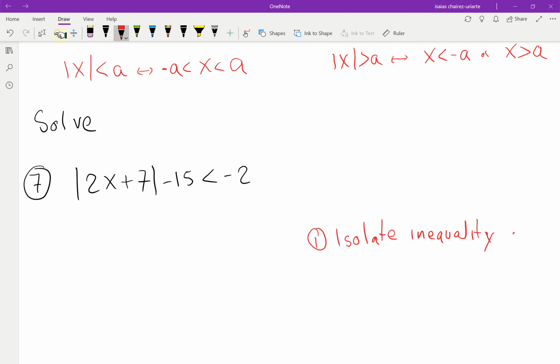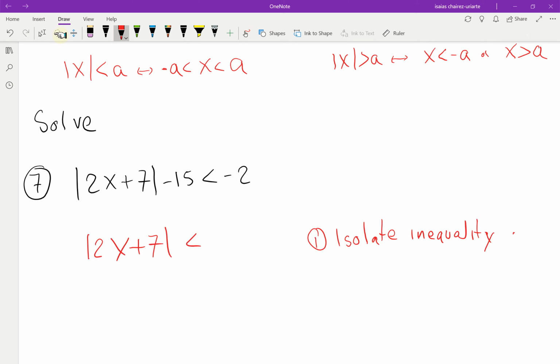Okay, so isolate the inequality. What that means is just leave it all by itself. So let me do that. The absolute value of 2x plus 7 is less than, I add 15 to both sides, so positive 15 minus 2, that's 13. And now I'm looking at my guidelines up here. Right now what I have is the absolute value of something is less than a. So this should split up into this type of compound inequality up here. So I'm going to use this little guideline to help me get rid of the absolute value.